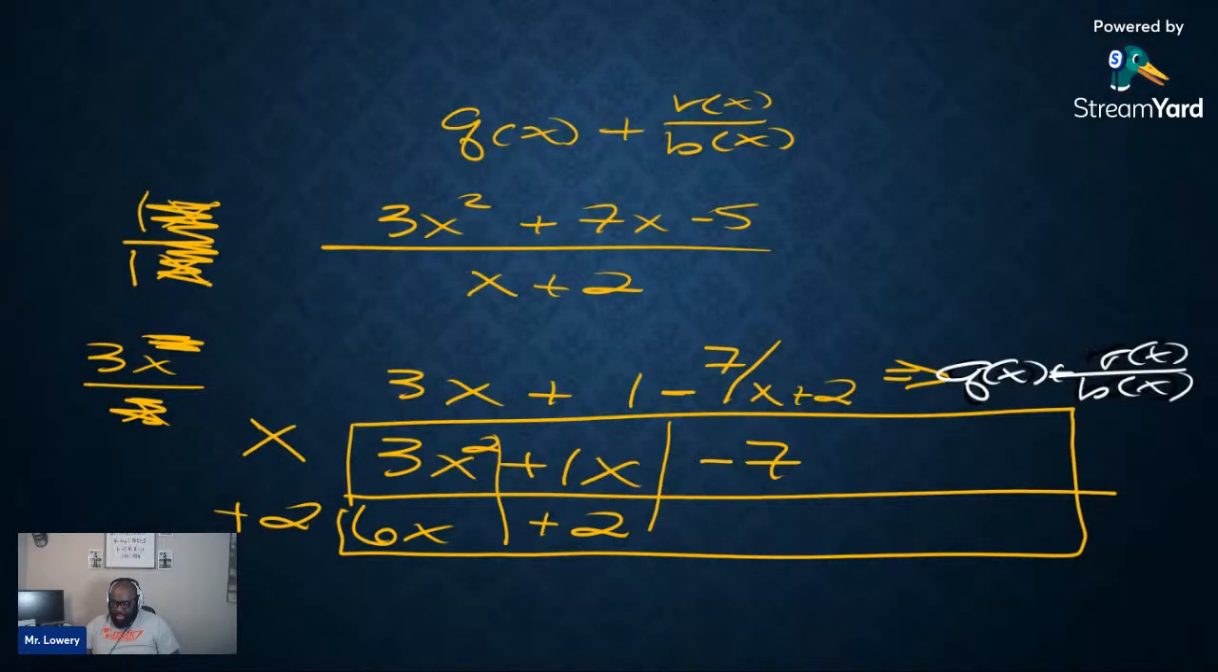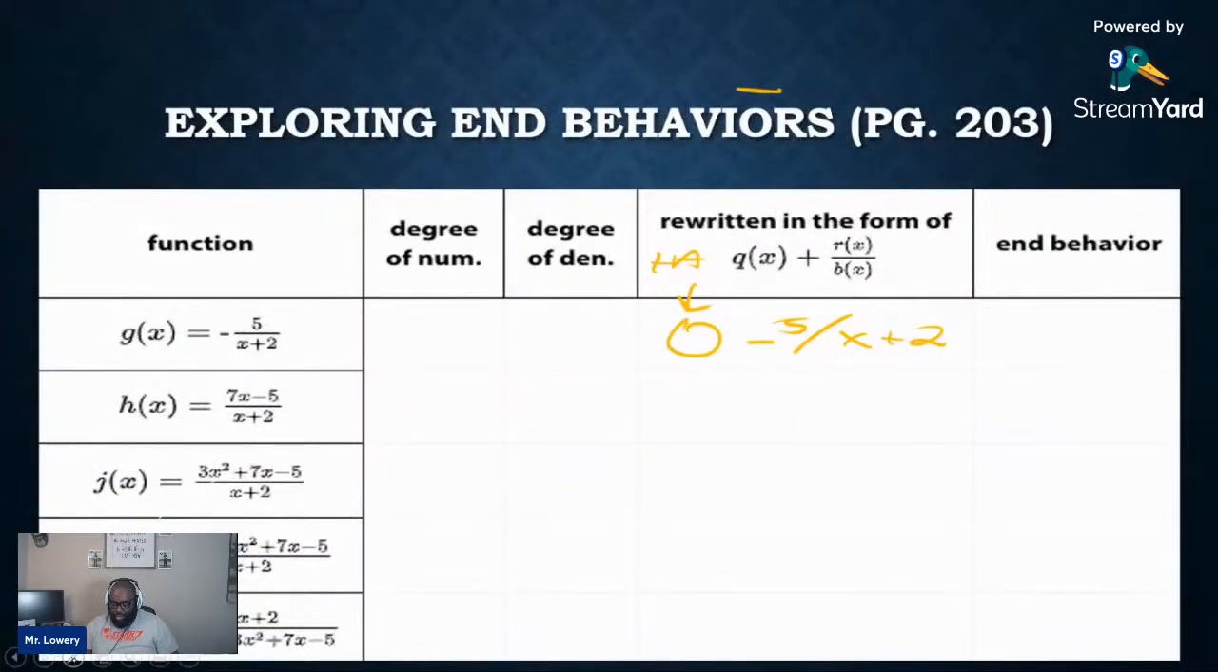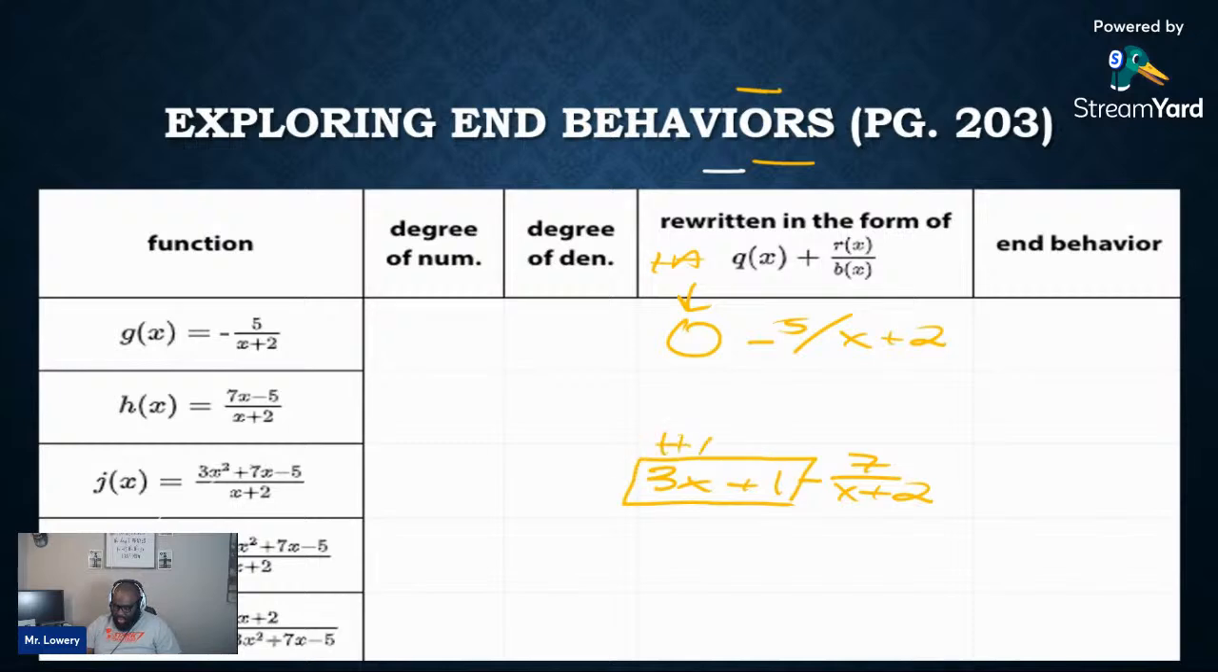So if we go back to our table, that page 203, our answer, when we rewrite this, is going to be 3x plus 1 minus 7 over x plus 2. Now, once again, this part here, the 3x plus 1, that is our horizontal asymptote. That is what that is. Okay. And so just to give you some idea, that's what's there.